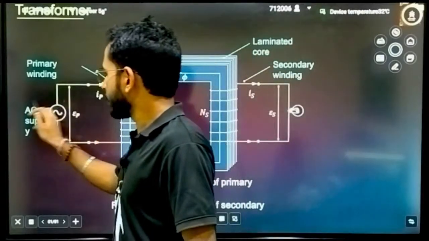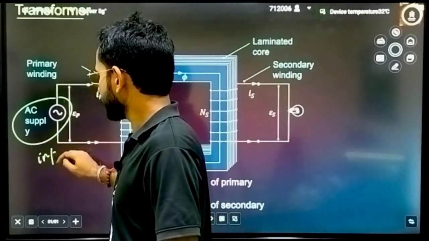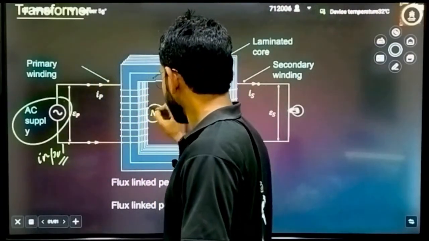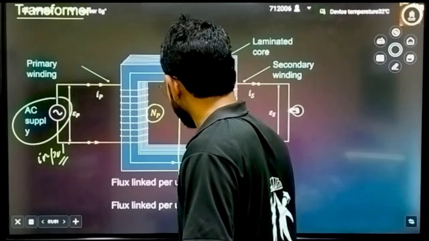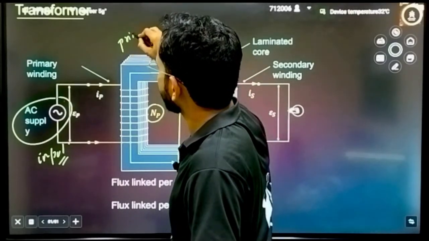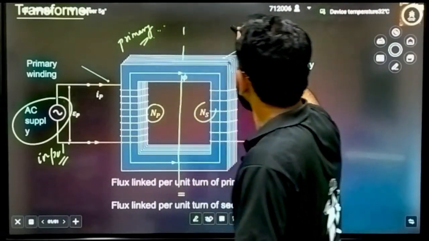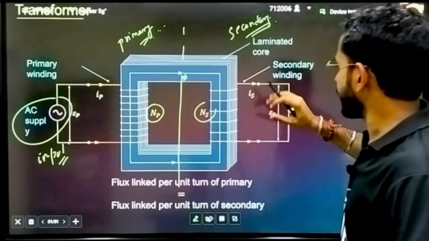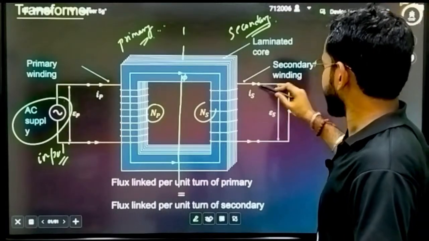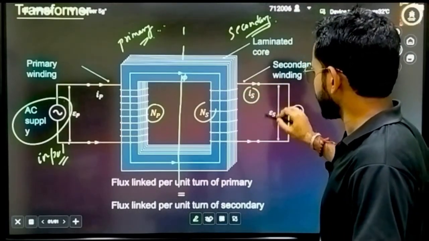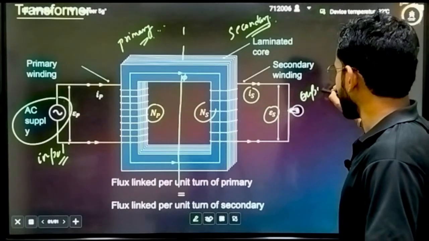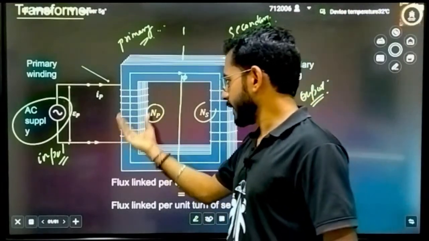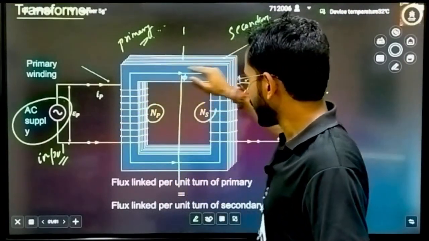See, this is the supply, that means the input side. This is the number of turns in the primary circuit. This is the secondary circuit, and this is the cross section after which it is divided. This is the primary circuit, with all parameters written as P, and this is the secondary circuit, with all parameters written as S. This is the laminated core, and this is the secondary winding. This is the secondary current, and this is also called the output side. Whatever flux is generated in the primary circuit, that same flux will be transferred here.